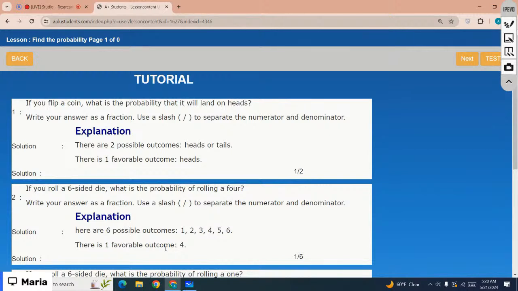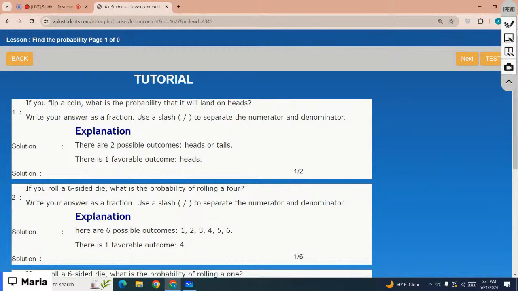So, when we flip a coin, we have only two possible outcomes, either heads or tails, right? So, the probability of heads is 1 over 2, because you have only two outcomes and only one of them is heads. So, that's why it is 1 out of 2, right?